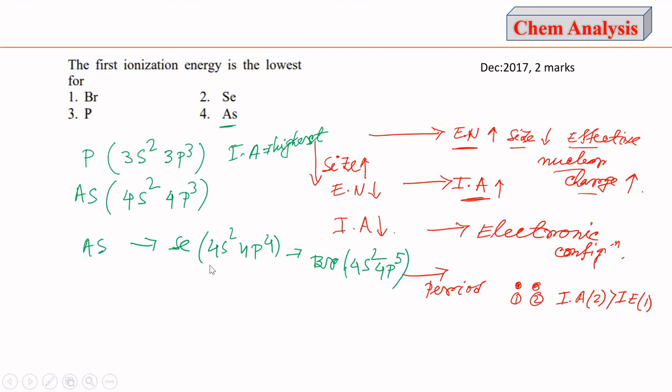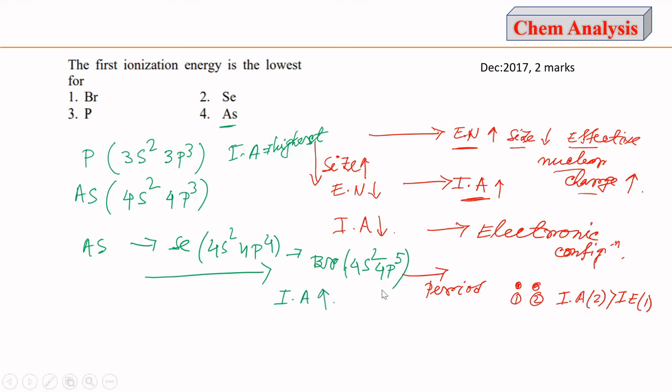Now among arsenic, selenium and bromine, as we go from left to right, the size decreases, electronegativity increases, and effective nuclear charge also increases, so we can consider that ionization energy will increase.